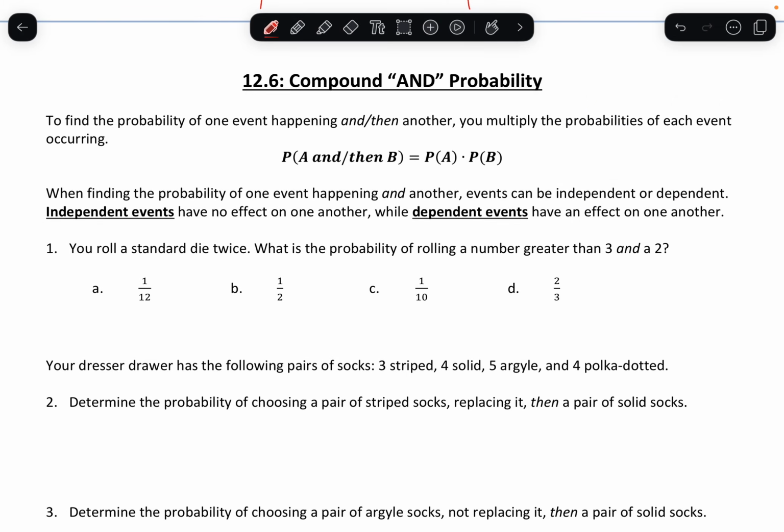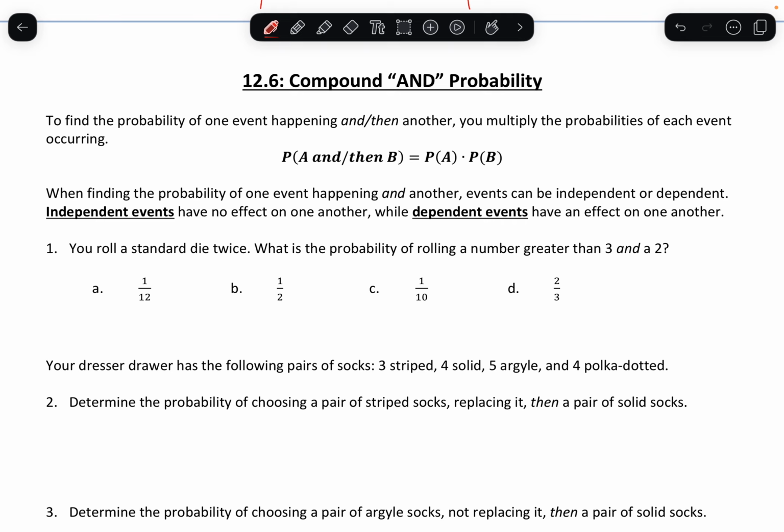All right, today we're going to look at compound AND probability. This is the idea of finding probabilities of one event happening and then another happening. So we're contrasting this to what we did yesterday with ORs. Now this is AND, so basically two successive things happening in succession. The way we're going to calculate those is to multiply the two probabilities together.